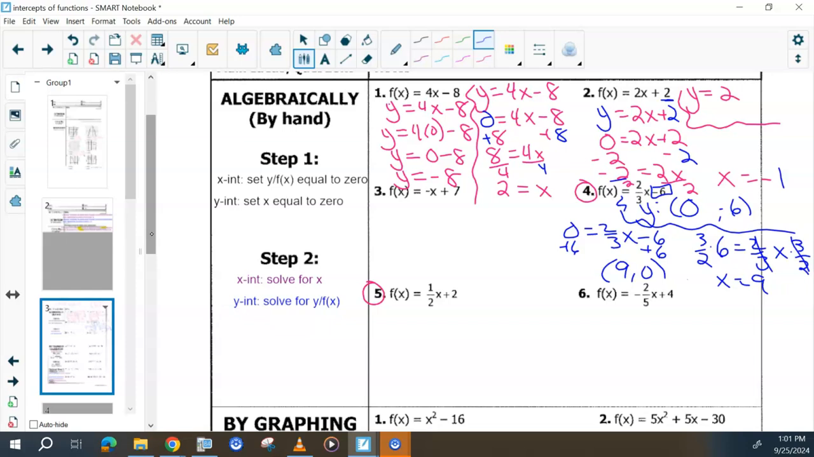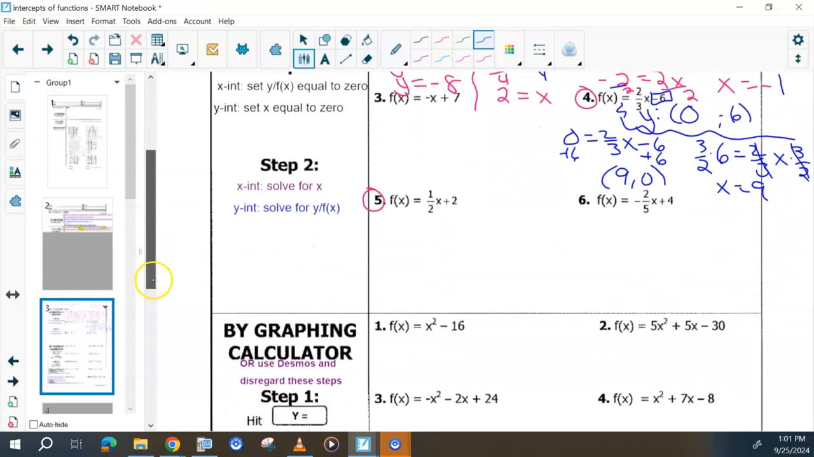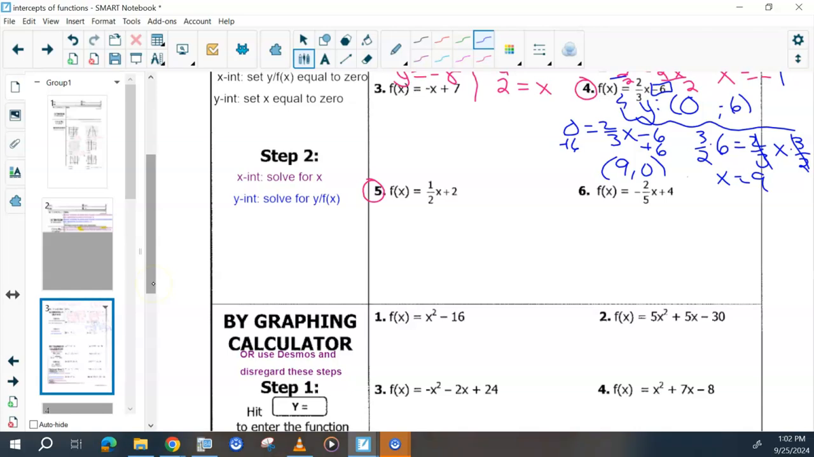5 is going to be done the same way. And then I'm going to show you how to do this in Desmos, graphing, double checking, and then we'll move on to one other type. And then you'll be practicing. So for the y-intercept of number 5, I don't know why I said negative.